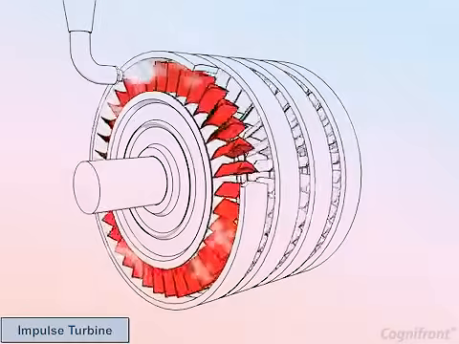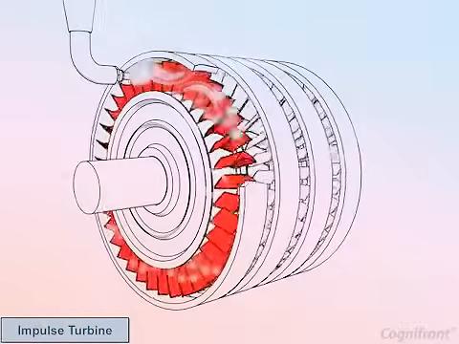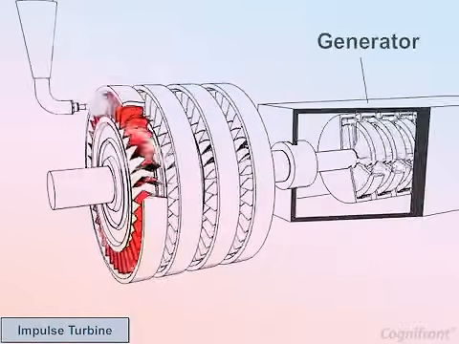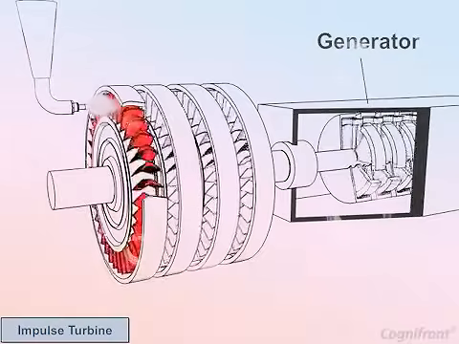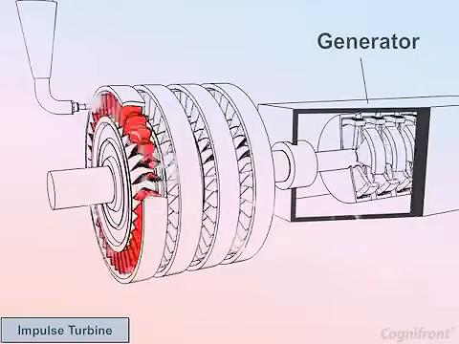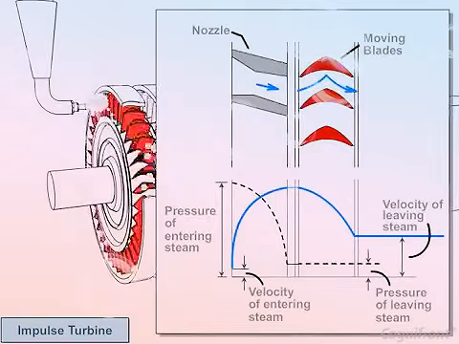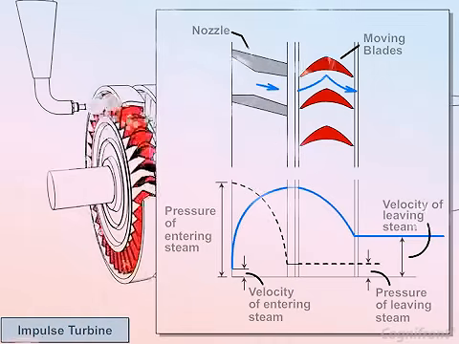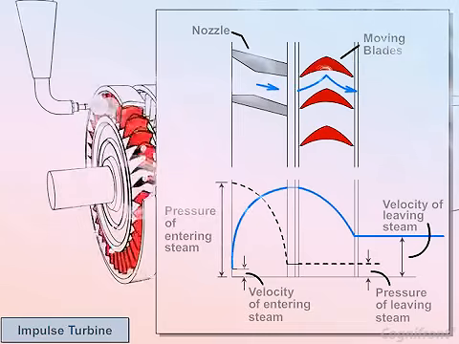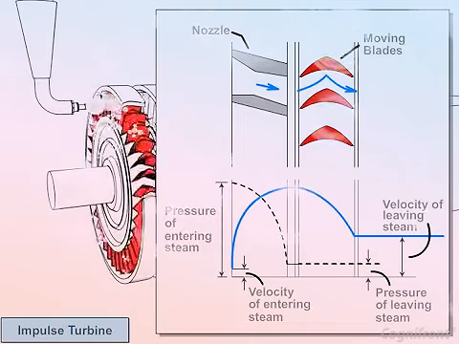Due to this, the turbine runner and shaft start rotating. This shaft is also connected with the generator. Therefore, the generator rotates and electricity is produced. Let us study the working of this turbine in detail. The diagram shows the principle behind the working of the impulse turbine.